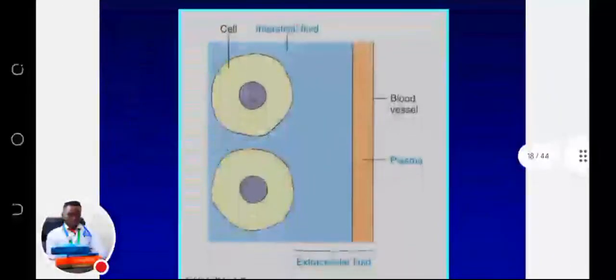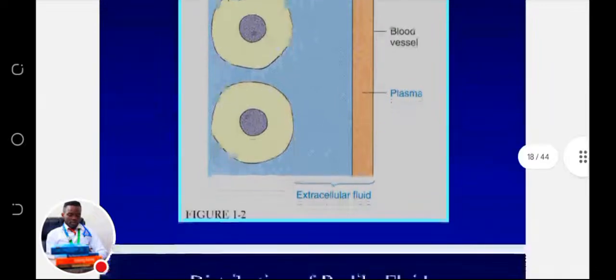Now, looking at the interstitial fluid, that is within the extracellular fluid, so these are the fluids that are found outside the cell. And then we have the plasma, just as we can see on the diagram here.